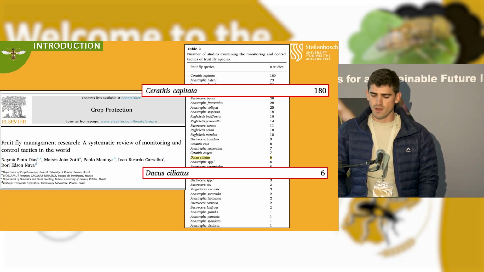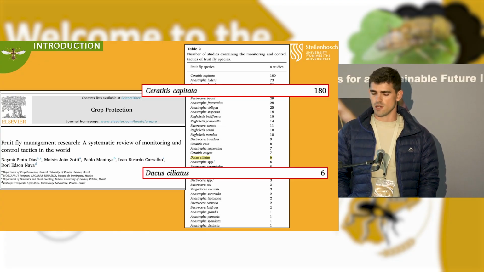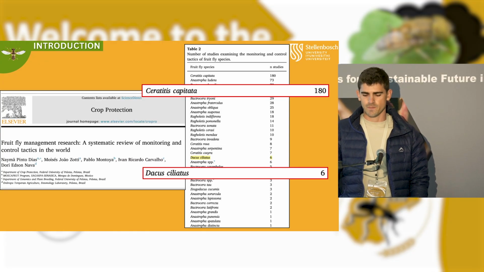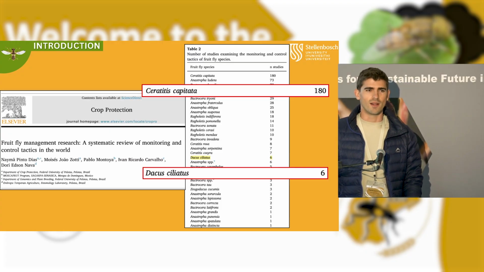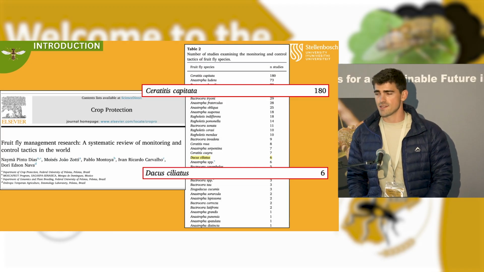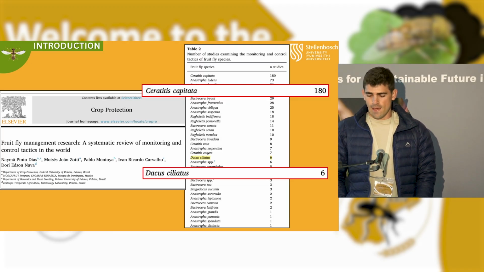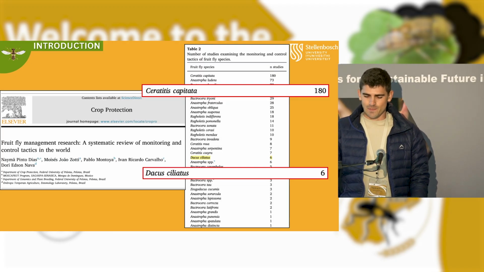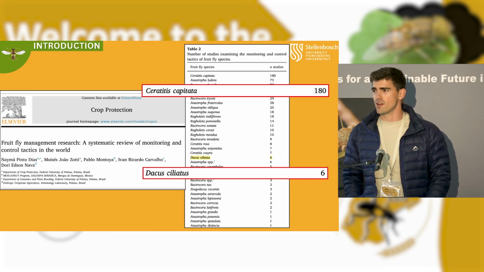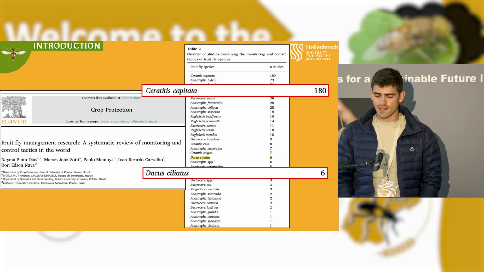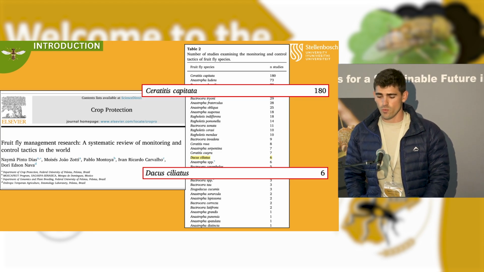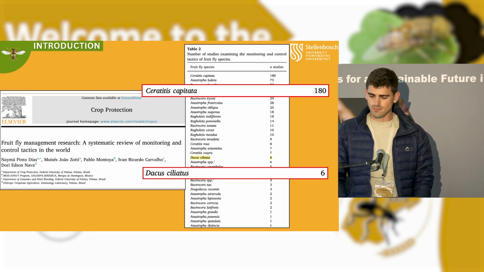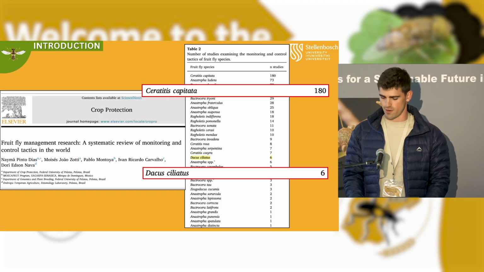Research into effective management tools for Dacus ciliatus remains very limited. This review by Dacus et al. illustrates the gap well. The highly studied Ceratitis capitata has over 180 publications focused on monitoring and control, while Dacus ciliatus has just 6. As a result, we currently lack information on the biology and ecology of Dacus ciliatus in South Africa.